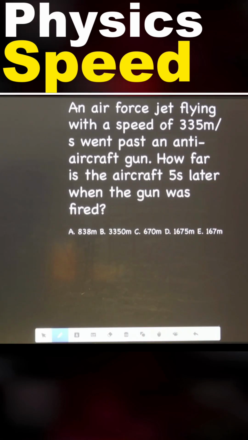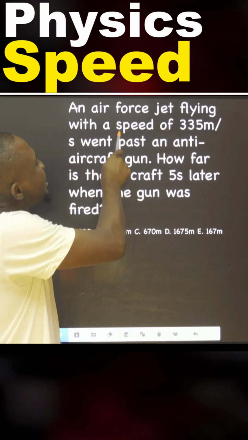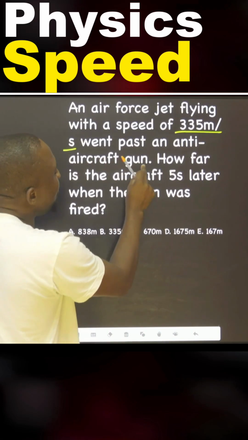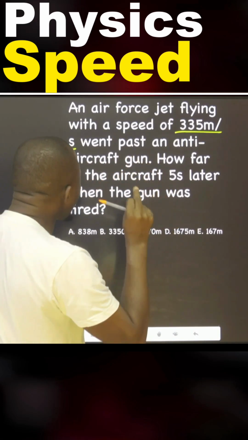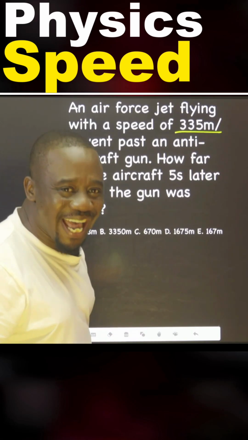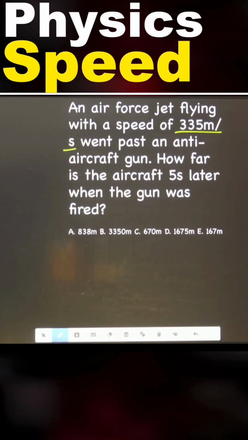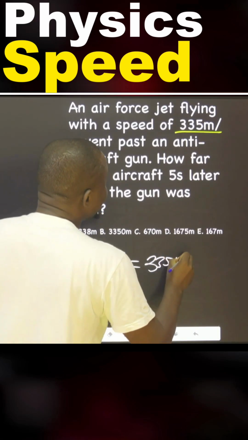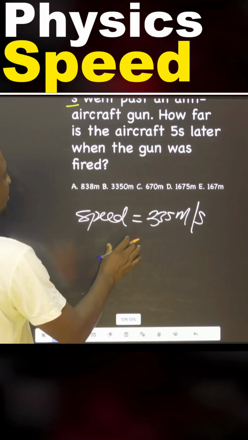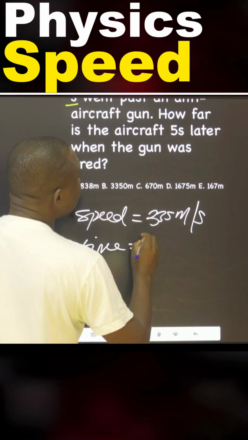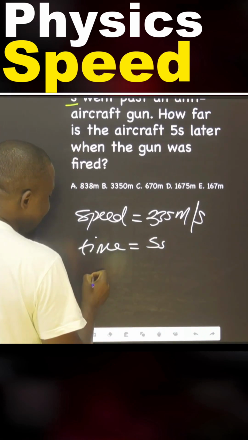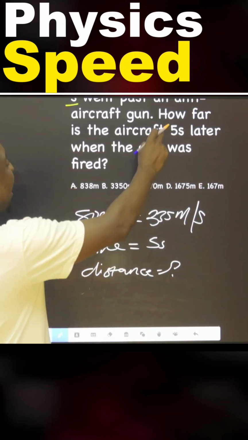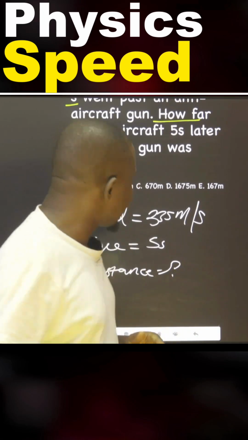What is it saying? An F-4 jet flying with the speed of this meter per second went past an anti-aircraft gun. Alpha is the aircraft 5 seconds later when the gun was fired. The speed is given to us in 335 meter per second. The time is given to us in 5 seconds. To get the distance now, so you can see alpha, that is the distance.